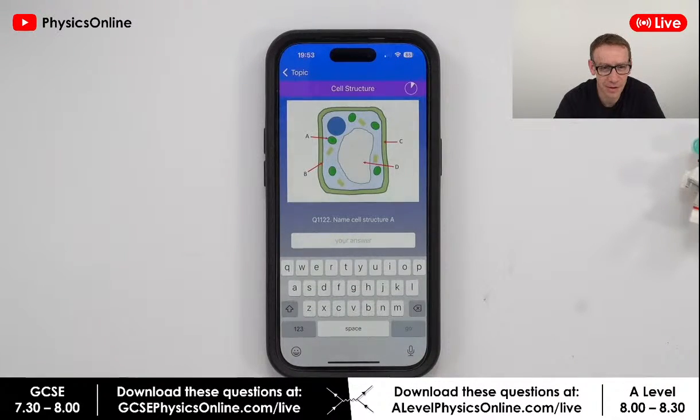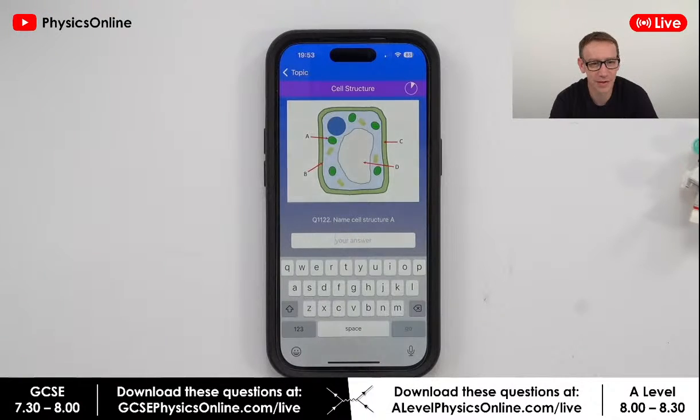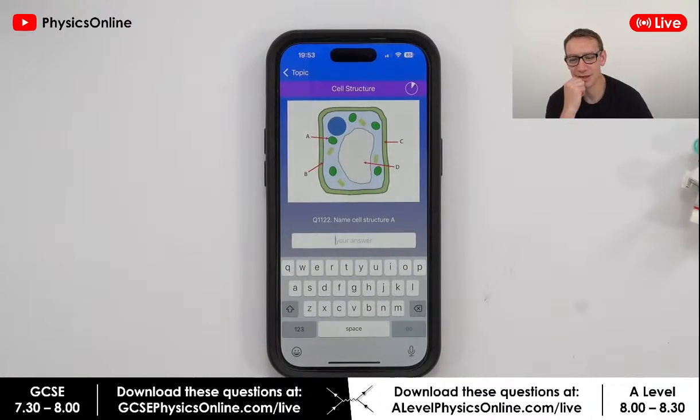Name cell structure A. So I think before we had B as the cell membrane, I guess C is the cell wall, D is a vacuole. So what is A? What is that thing? Okay, let's see what people are saying in the chat. All of you playing along at home, I'm sure all of you will find this useful if you've got exams tomorrow. Okay, we've got a chloroplast, says Bramble.